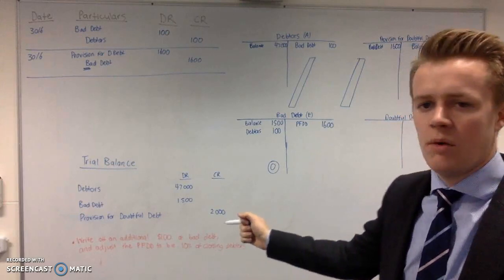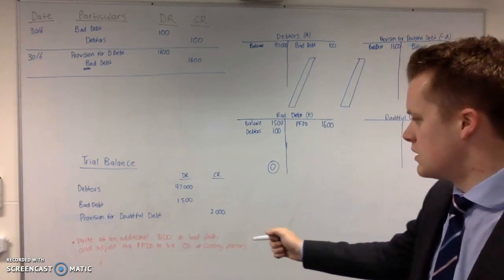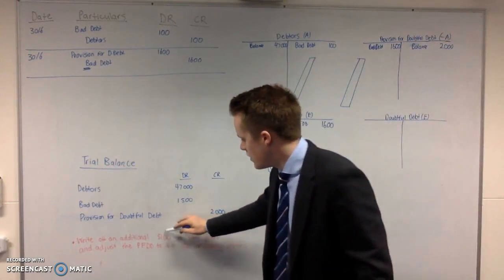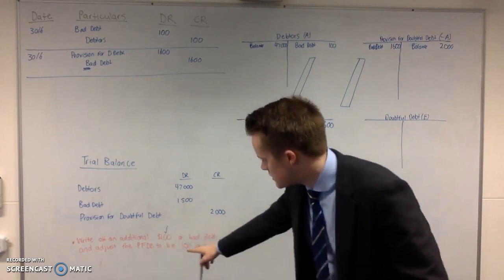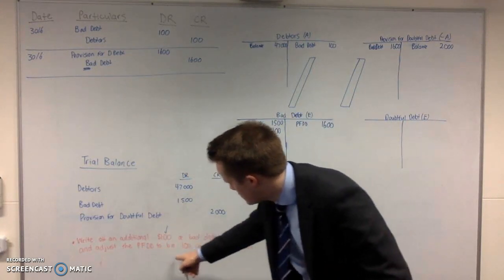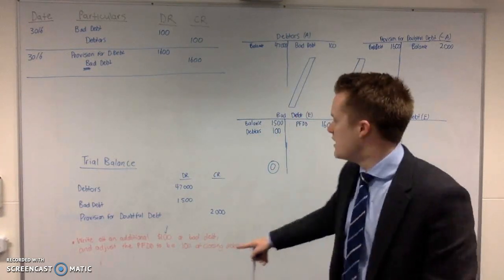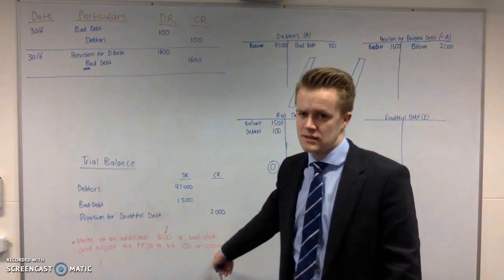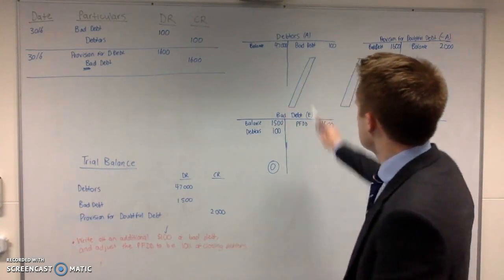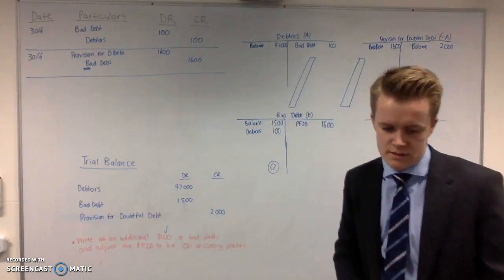Alright, so now is when our dot point becomes important. Alright, we've done this part. We've written off the additional bad debt. Now we need to adjust the PFDD to be 10% of closing debtors. So the first part of that is finding out what closing debtors is. Okay? So we go to the T account for debtors.